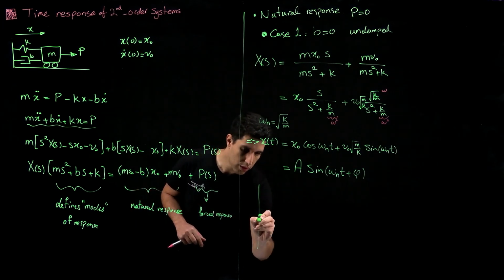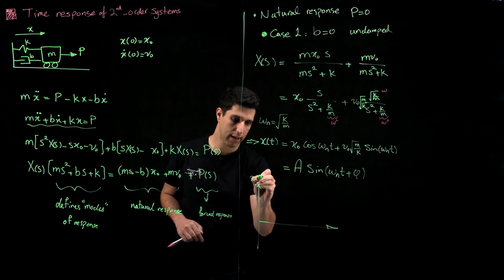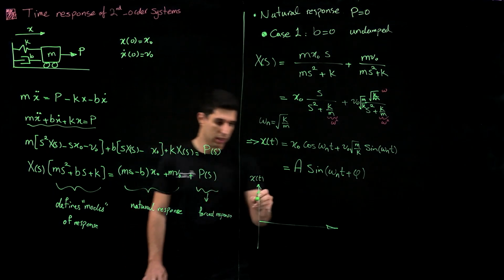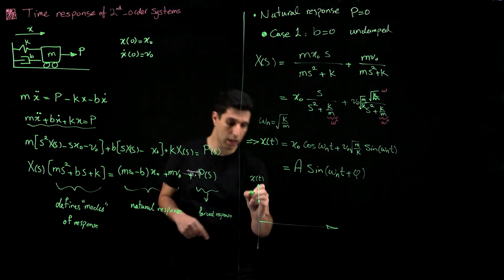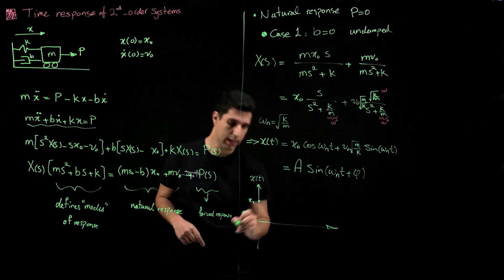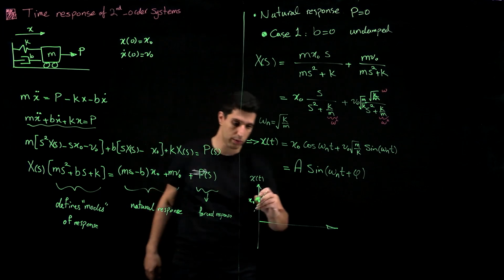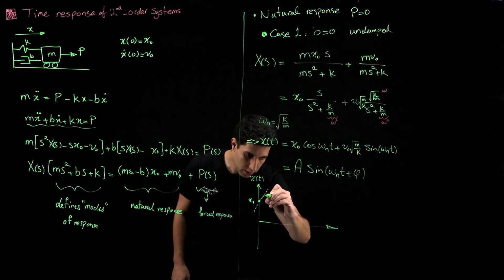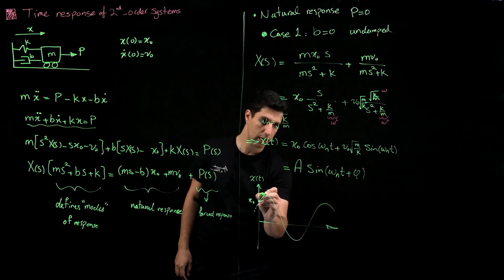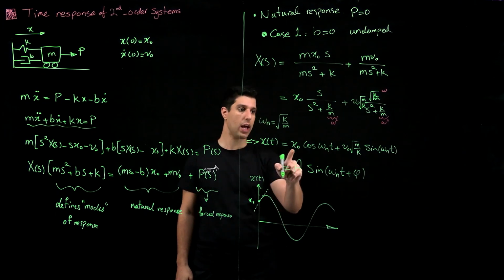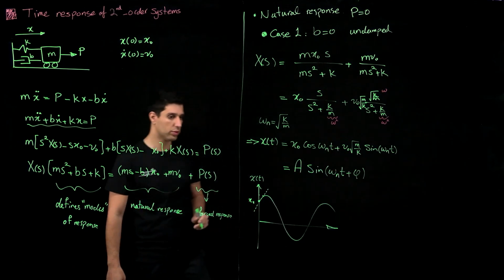And if you want to plot this response, x of t, it should start from our initial condition of x equals x naught. And it will have a slope that is equal to our v naught. So it is a sinusoid that looks like this. And it has some amplitude that, if I recall correctly, is this squared plus that squared, the whole thing square root.